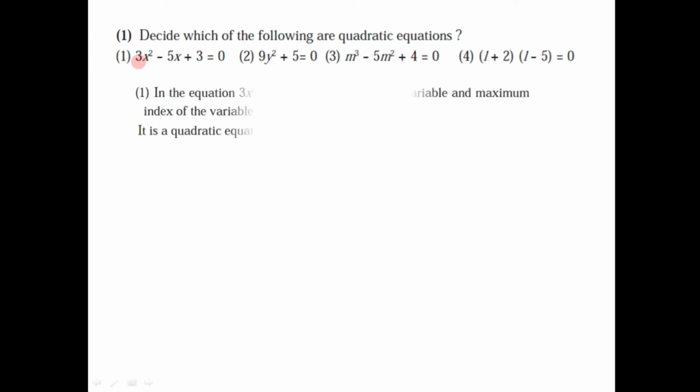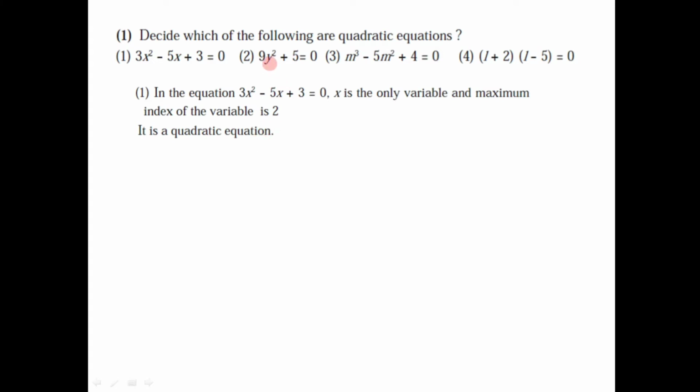So let us consider the first one. In this equation, 3x² - 5x + 3 = 0, x is the variable and the maximum index of the variable is 2. So if it is the case, then we say that the given equation is a quadratic equation. So 3x² - 5x + 3 = 0 is a quadratic equation.